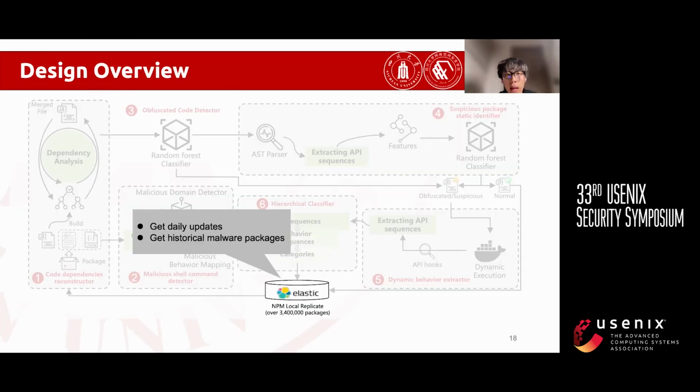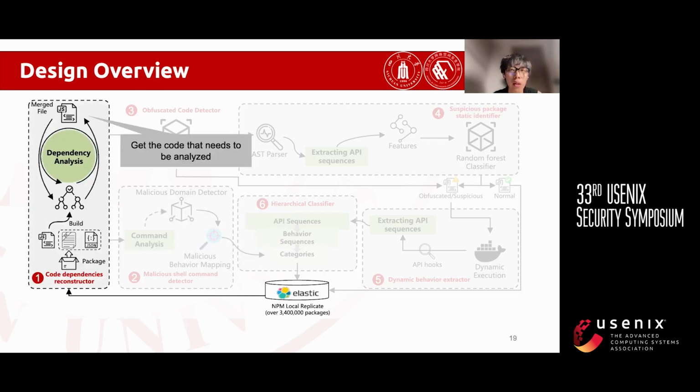Next, we describe the entire detector. First, we construct a local cache to obtain daily updates and historical malicious packages. Additionally, the local cache can aid in the subsequent detection of in-the-wild packages. Then we build a code reconstructor to separate the commands to be analyzed from the code, and merge the JS code into one file for subsequent detection.